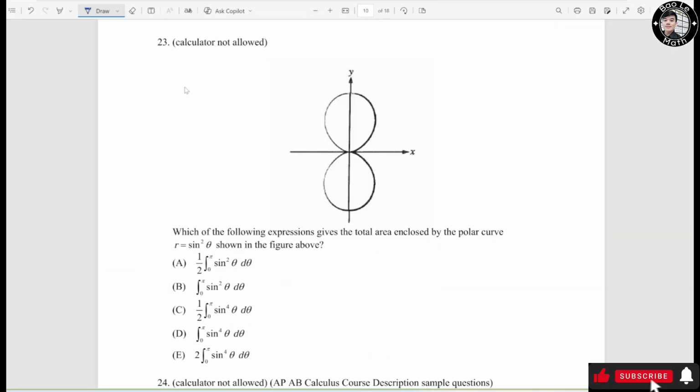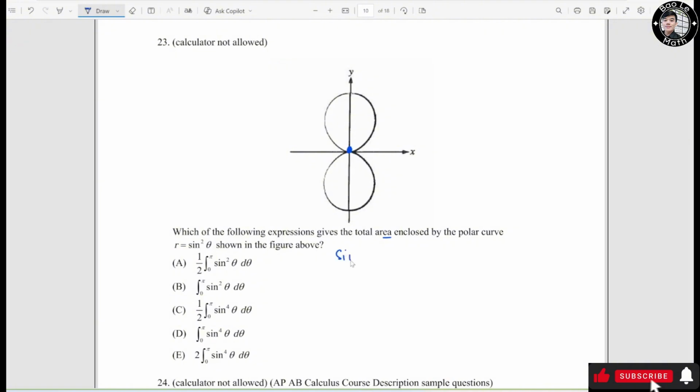Now question 23. Which of the following expressions gives the total area enclosed by the polar curve r equals sine squared theta shown in the figure above? When the polar curve is at the origin, the radius equals 0, right?